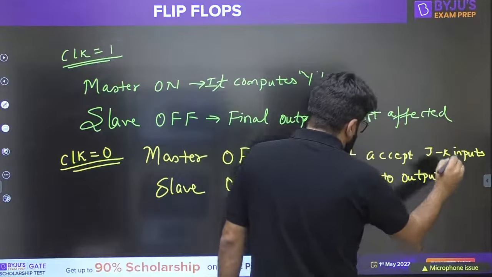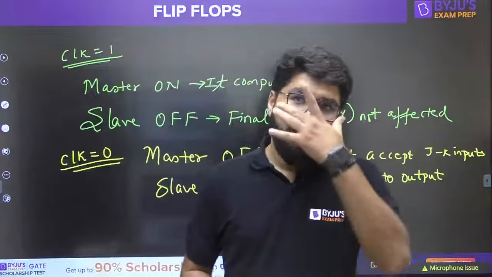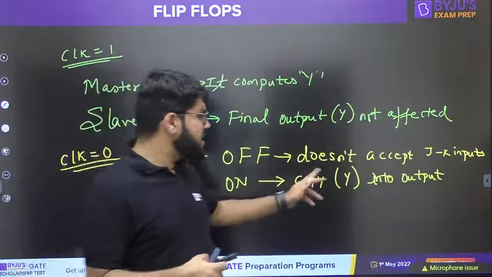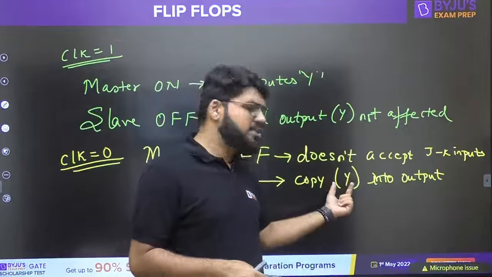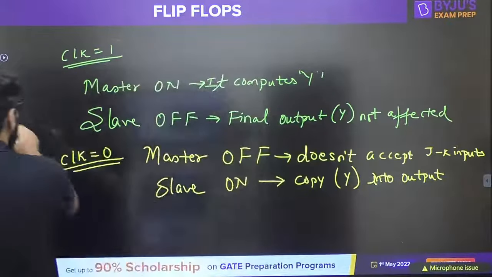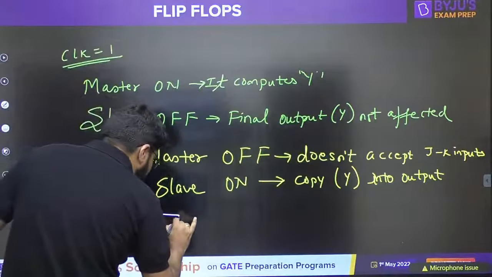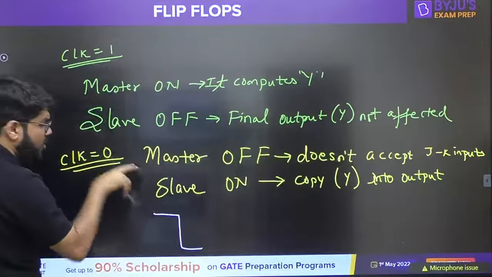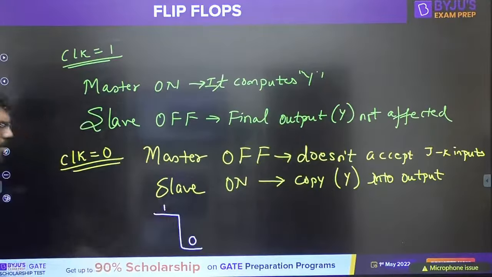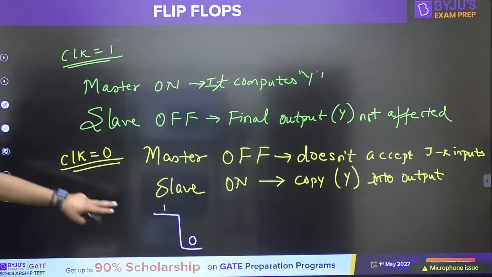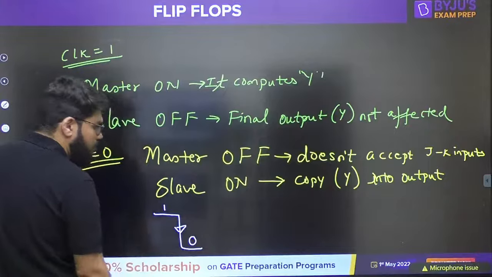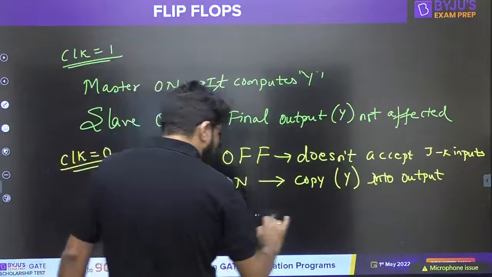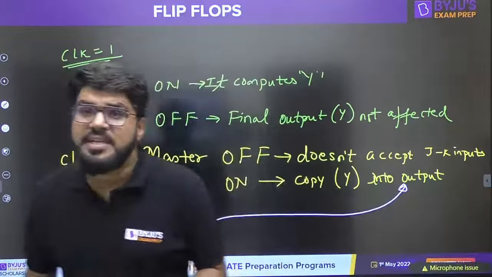So see, it's a two-stage calculation. In one cycle of the clock, when the clock is at level 1, the master will compute, but at that time the slave is off. When the clock goes 0, the slave will copy the calculation of the master into the output. So when does the user see the final output? When the clock becomes 0 from 1. The clock was at 1, now it becomes 0, and then you see the final output. That means it is an edge triggered device.